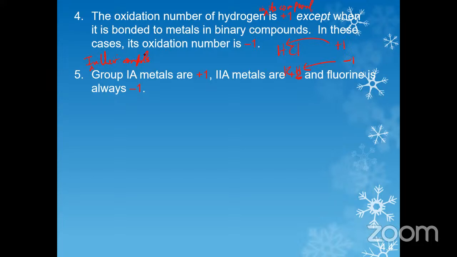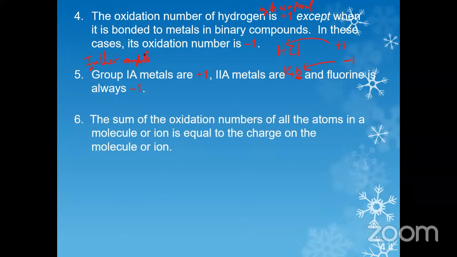Okay, now here we get to a rule which helps you to determine the oxidation number of other elements which were not mentioned before. This rule has to do with situations where you have a molecule or a polyatomic ion. It says the sum of the oxidation numbers of all the atoms in a molecule or ion is equal to the charge on the molecule or the ion, all right? So basically, if you add up all the oxidation numbers of all the atoms in that structure, then that total will be equal to the charge of that structure. So let me give an example.